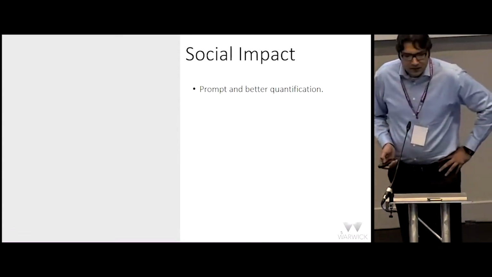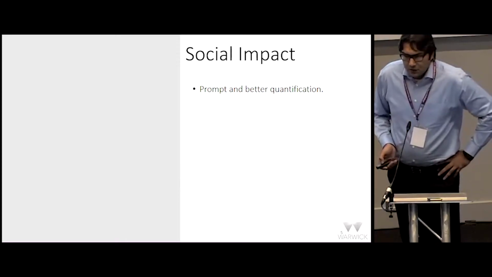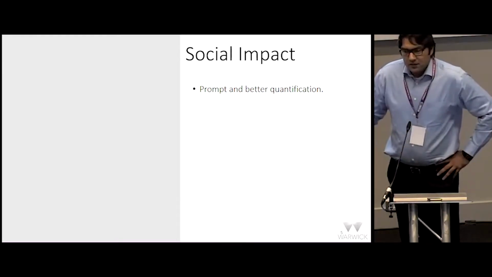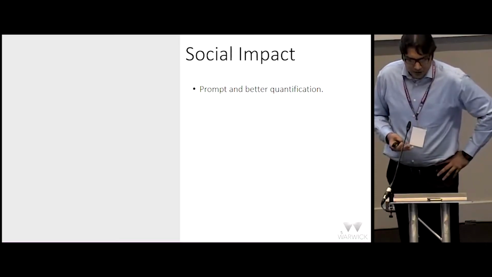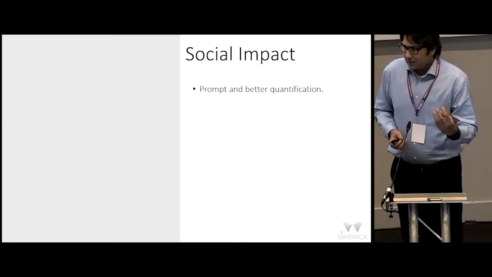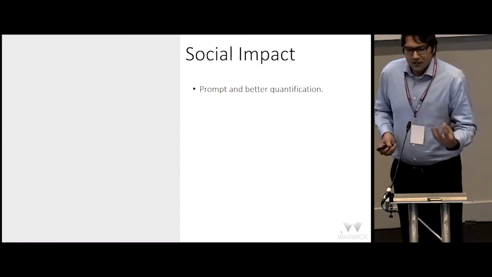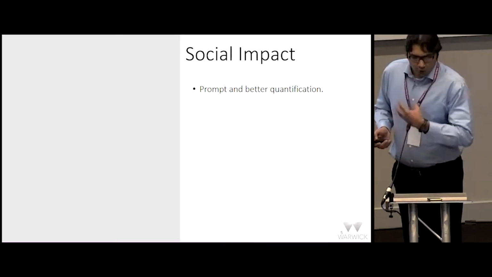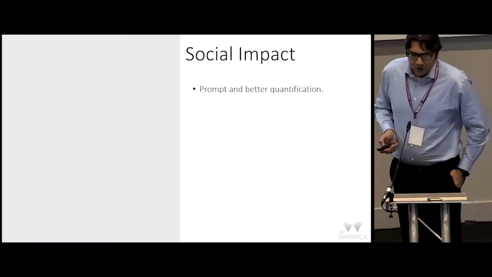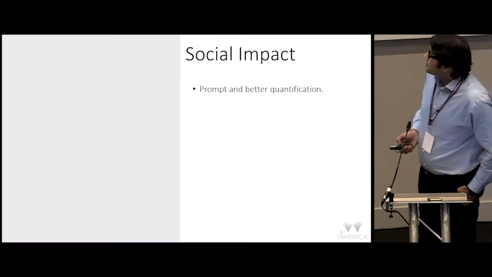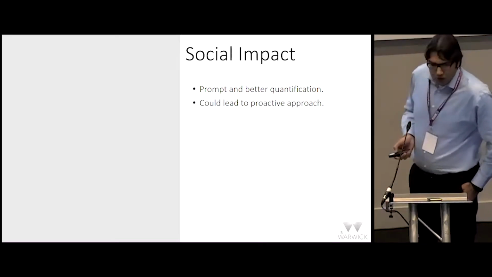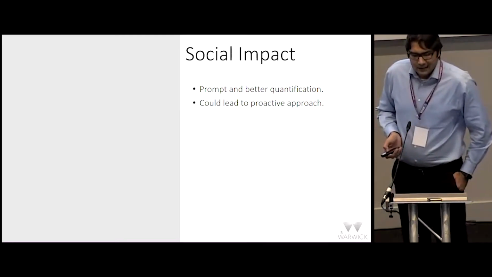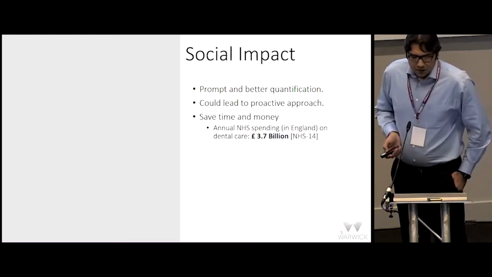The social impact of using something like this is, of course, prompt and better quantification in a lot of ways. Normally whenever a pathologist or a dentist looks at a radiograph, they are basically eyeballing it. They're not really putting any numbers onto those things. But with an automated approach, you can actually put numbers on these and effectively quantify them and then use them for your research later. This could also lead to a proactive approach where, if you can detect these things early on, you might ask the patient to take some preventive measures to avoid tooth loss or more expensive procedures. You can, of course, save time and money.